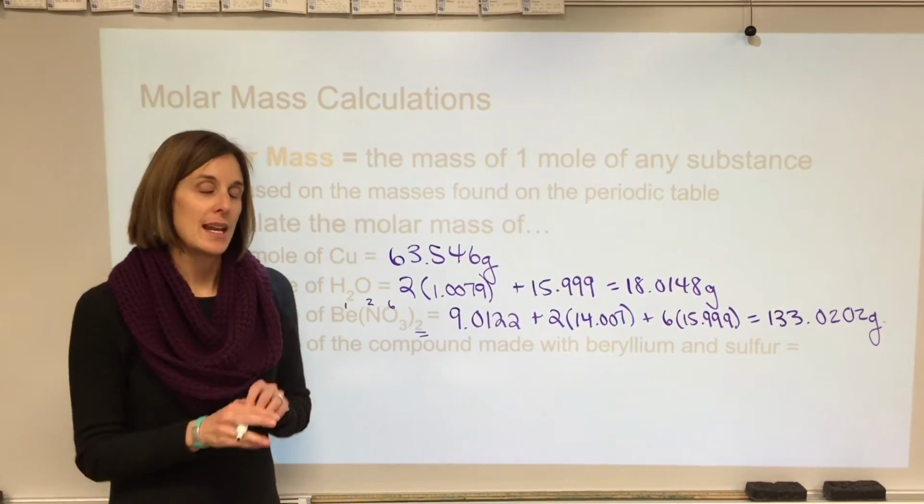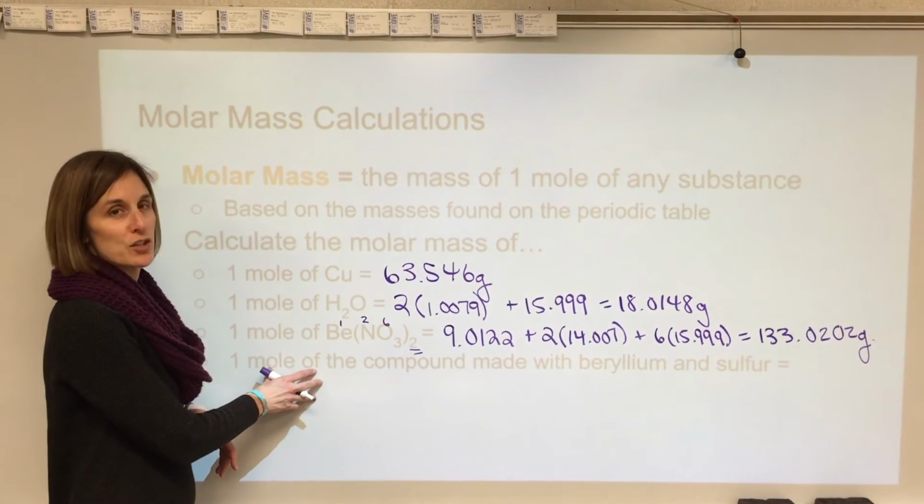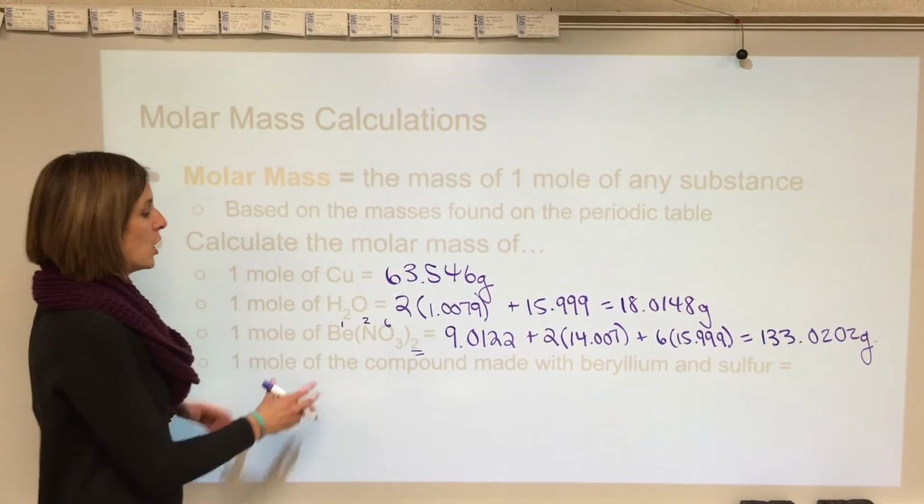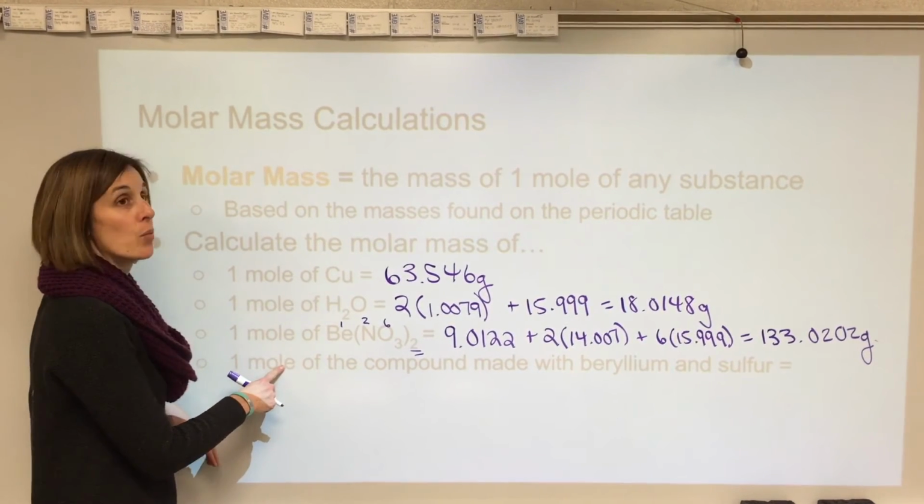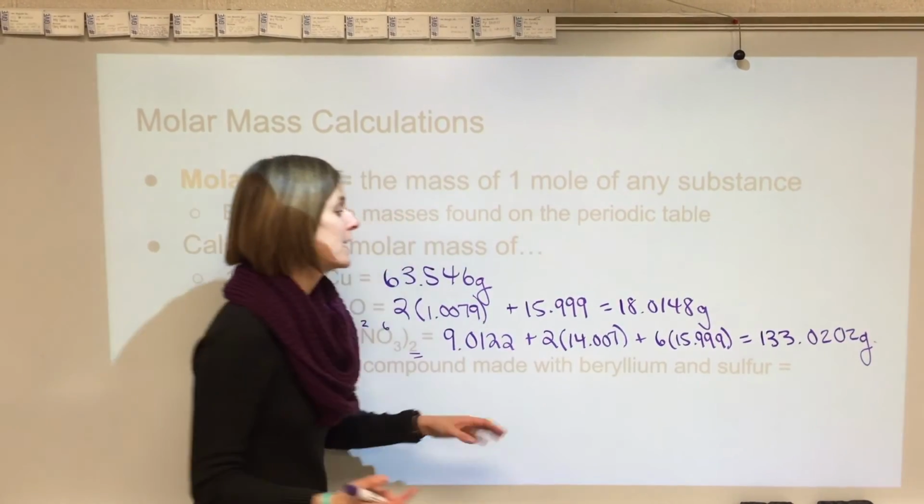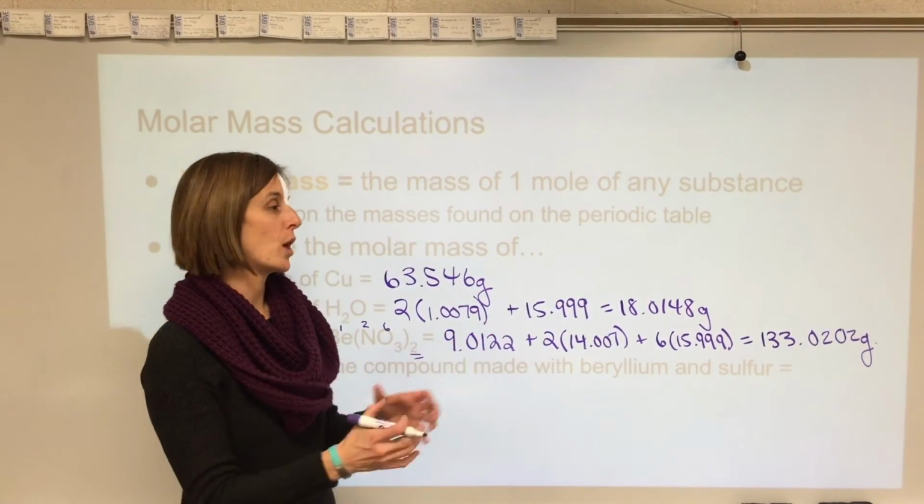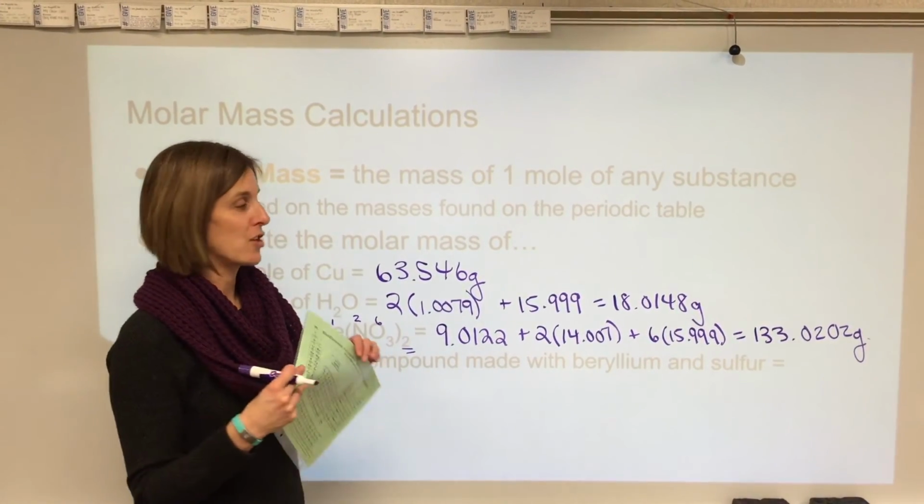Now, one last thing that we could ask you to do to make these problems just a little bit more complex is to pull on your knowledge of ion charges from first semester. So I could not give you the premade compound. I could instead say, I want 1 mole of the compound made with beryllium and sulfur. So for this, I have to make the compound first before I can get the molar mass. So I need to look back at my periodic table and remember how to get my ion charges.